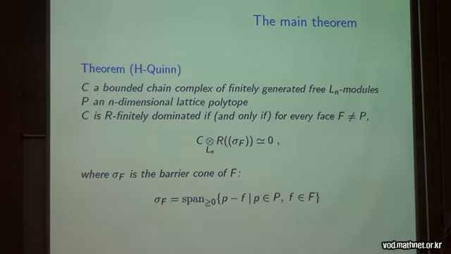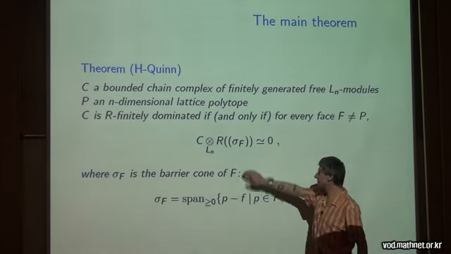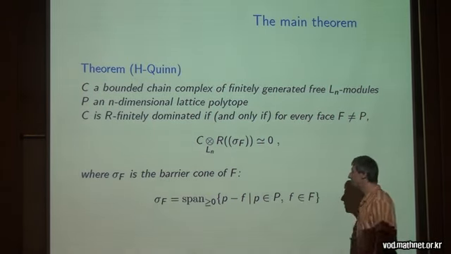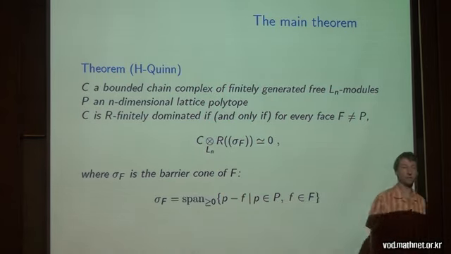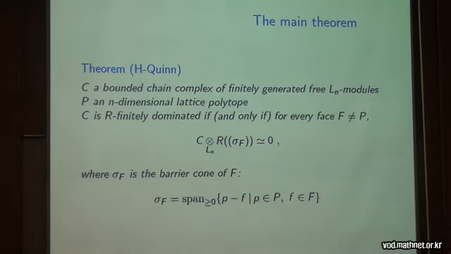I mean, that's sometimes said like the Novikov homology vanishes, but then you have to specify with what coefficients. Right, so this is a Novikov ring of a cone sigma f, which is associated to the face f of the polytope. This is just the barrier cone of the face. So choose your point in the relative interior of the face, and then you take the cone generated by everything which points from that point to somewhere in the polytope.